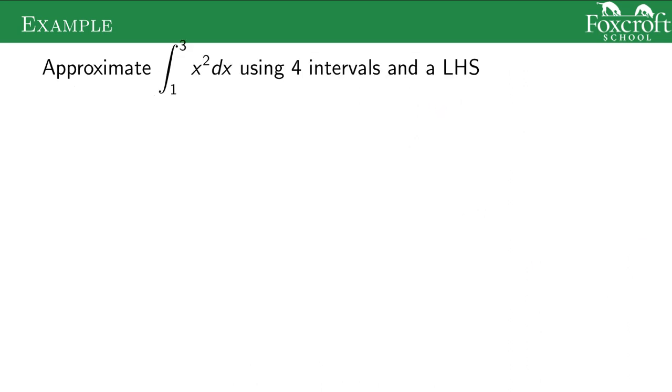All right, so now we're just going to look at what happens if I'm given an expression instead of a graph, but the idea is still basically the same thing. I'm trying to approximate the area from 1 to 3, so it's a distance of 2. I'm using 4 intervals, so each one's a width of 1/2. So I think about my number line. I'm starting at 1. My next one's going to be at 1.5, 2, 2.5, 3. Very similar to the graph we just saw.